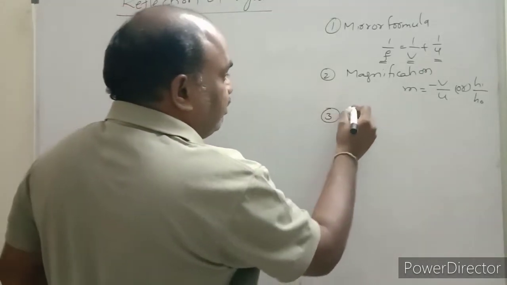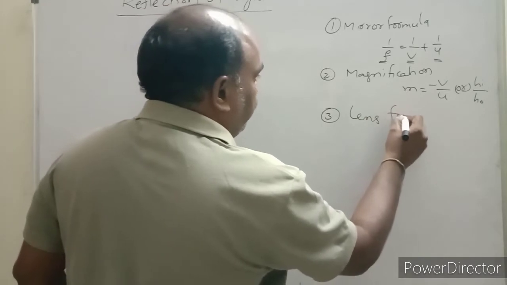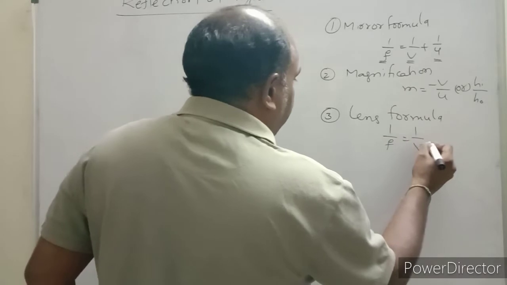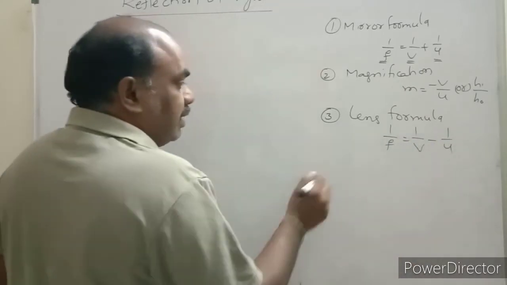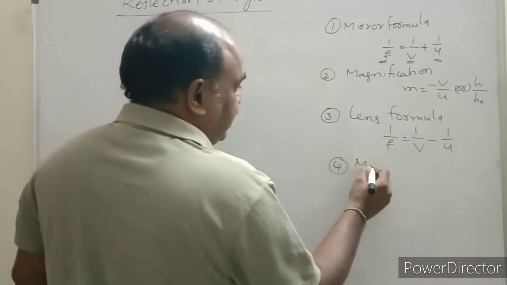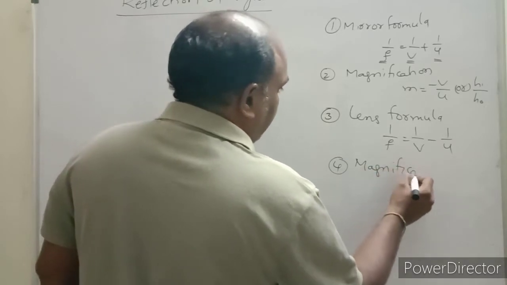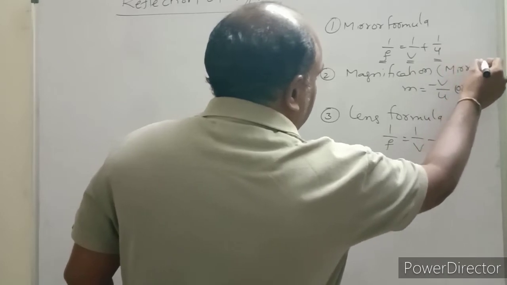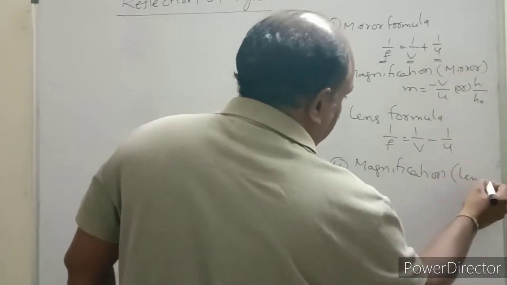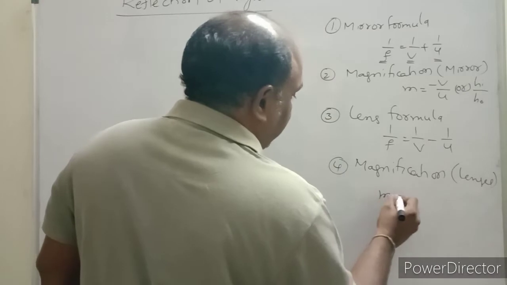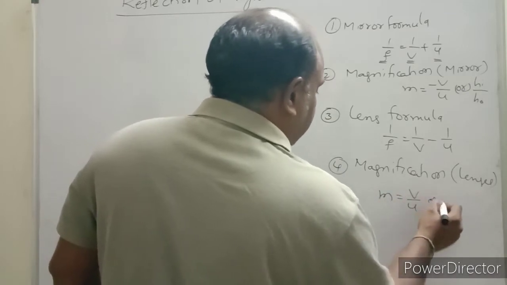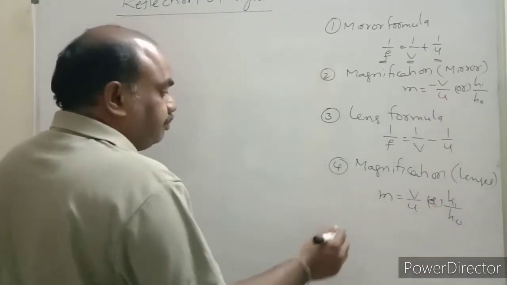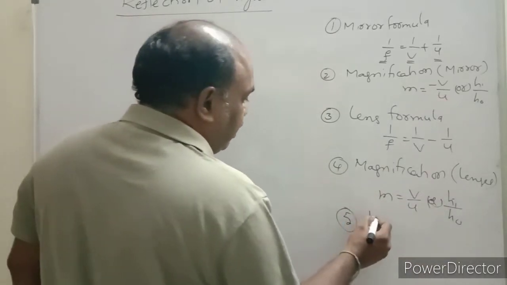Number 3, lens formula. Lens formula: 1 by f is equal to 1 by v minus 1 by u. Number 4, magnification. Magnification, this is for mirrors, this is for lenses. Lenses also same, but v by u or hi by h naught. Only the difference is here minus, here plus. Number 5, image formed by curved surface.